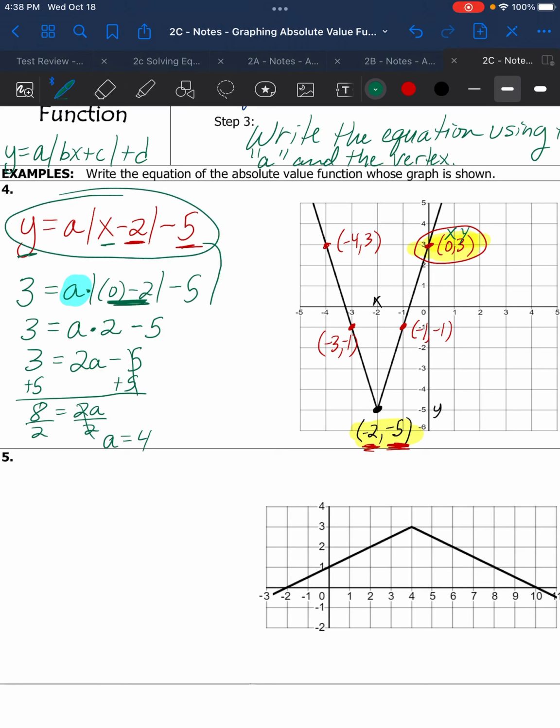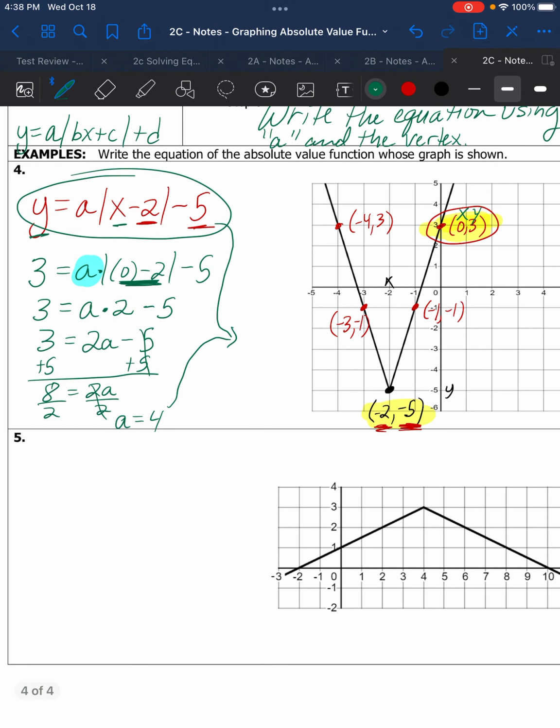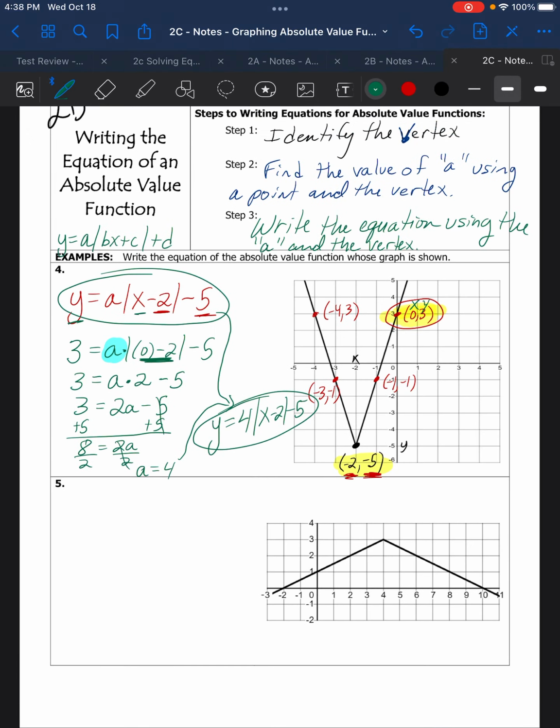So now I already have my A value, and so I'm going to put my A value into the original equation with the vertex. So the vertex is already substituted in, but I'm going to replace the A. So y equals 4, that's my A, times the absolute value of x minus 2, and then subtract 5. And there's my answer.